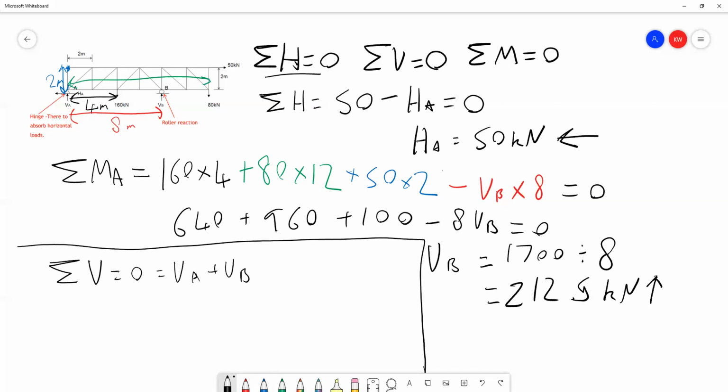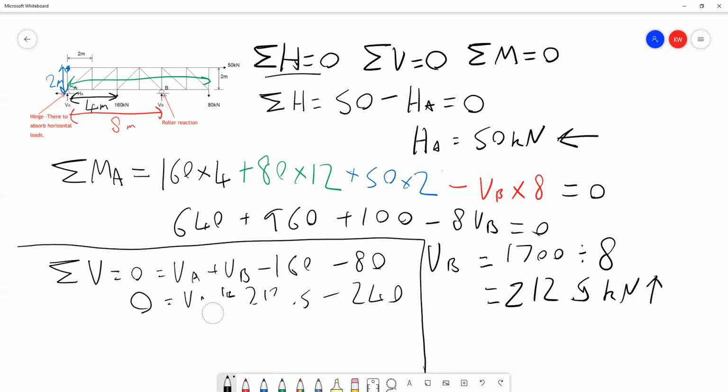We've got two forces acting down the way, our 160 and our 80 here. So we know that VA plus VB minus 240 has to be 0. But we've now worked out what VB is. So we've actually got VA plus 212.5 minus 240.